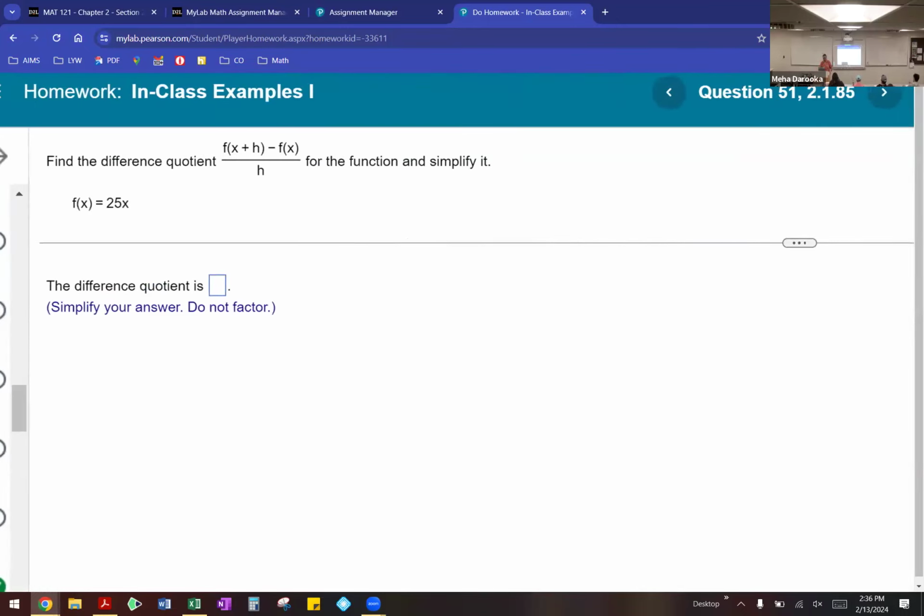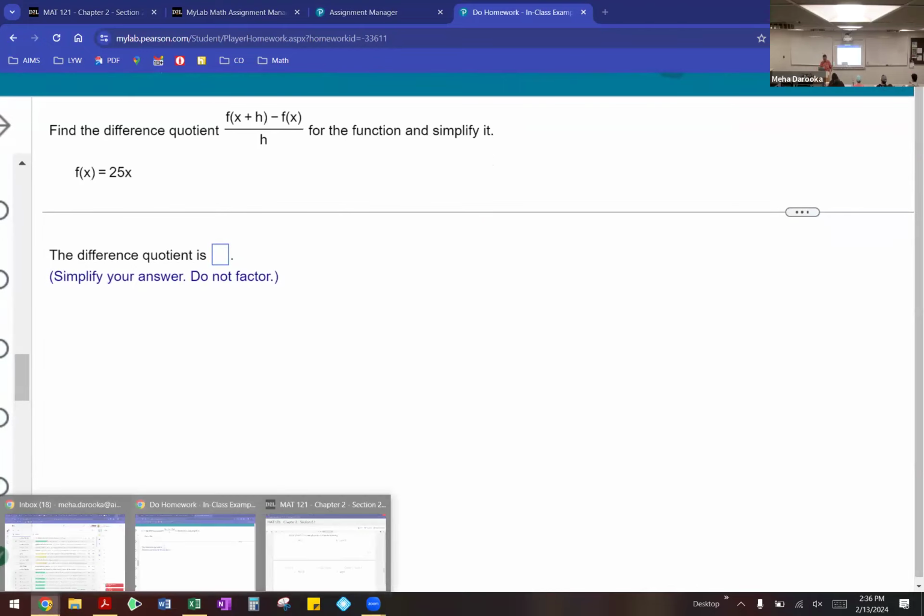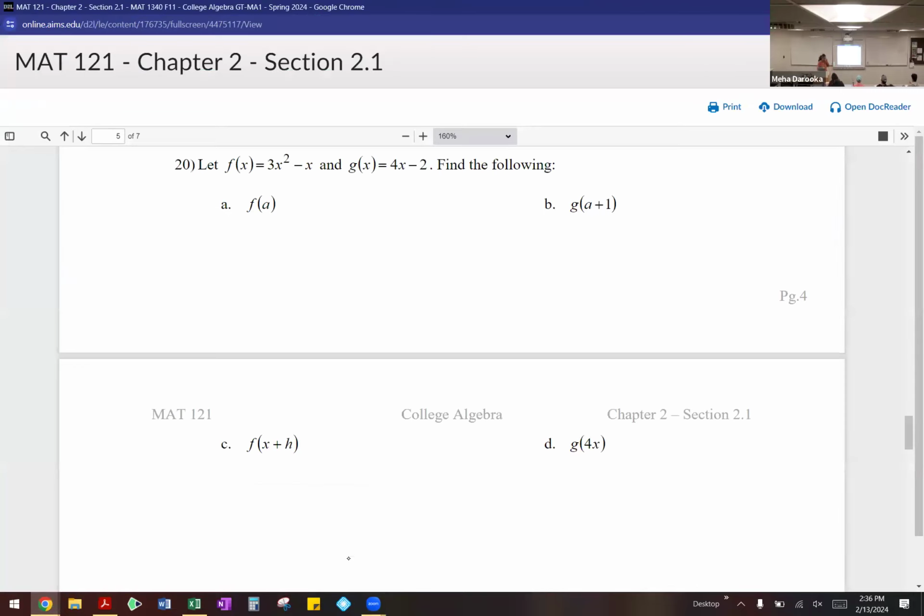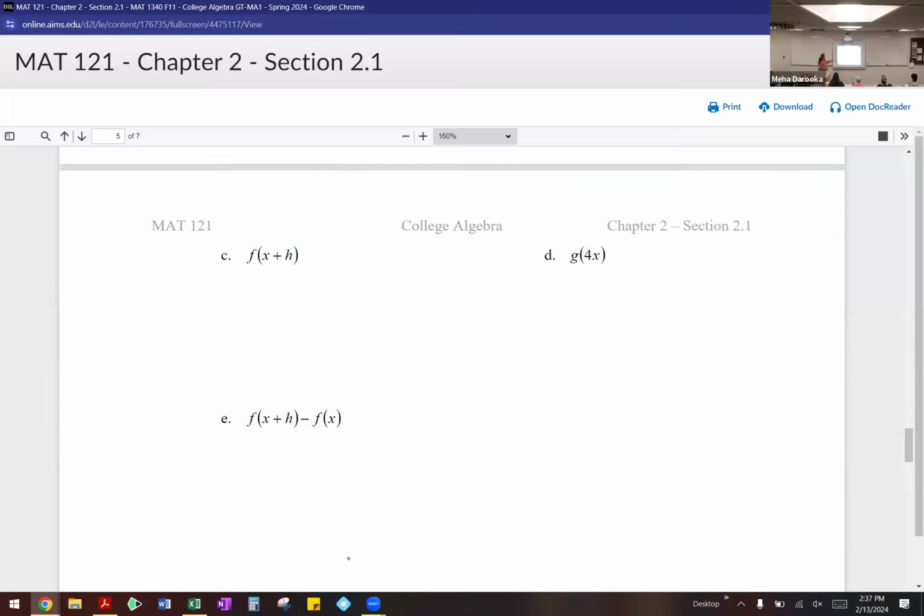Okay, so this is kind of what we were building up to last time. And we of course didn't get to finish it. So as you can see, we had done part C over here, which was finding out what f of x plus h would be. Part E was where they were having you do the subtraction. So once you found the f of x plus h function, then you subtracted the original f of x function from it. And the last thing you do is division by h.